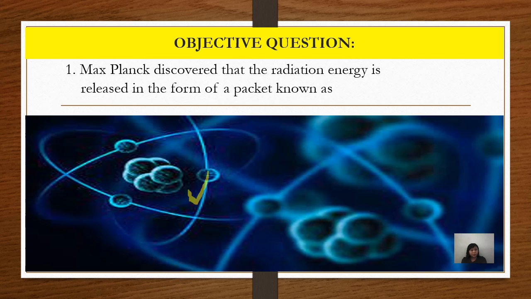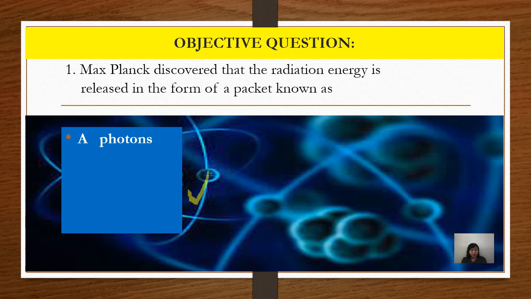Question 1. Max Planck discovered that the radiation energy is released in the form of a packet known as A. Photons, B. Quantum, C. Gamma ray, D. Electron. Which one is the correct answer? The correct answer is B. Quantum.